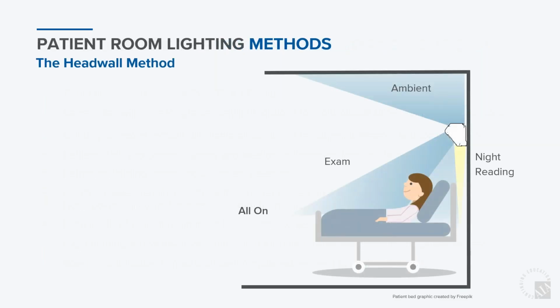So there are a few patient room lighting methods. This one is called the head wall method. Your traditional hospital multifunction lighting is going to produce more of a comfortable ambient light, along with a highly functional reading and night light. The direct and indirect components are fully isolated and separately switchable using a pull chain bedside controller or wall switch.